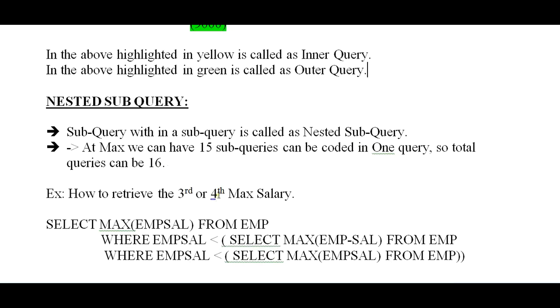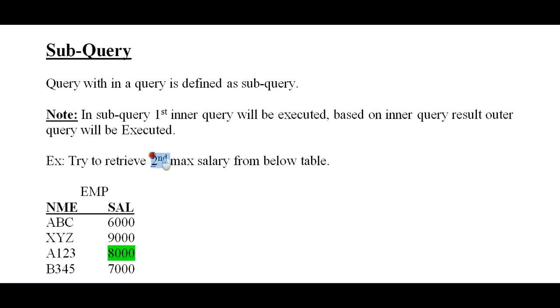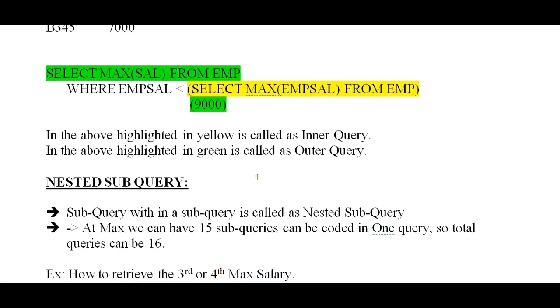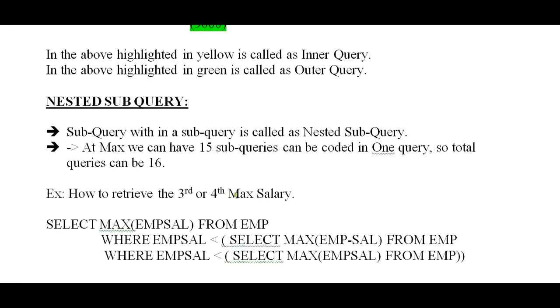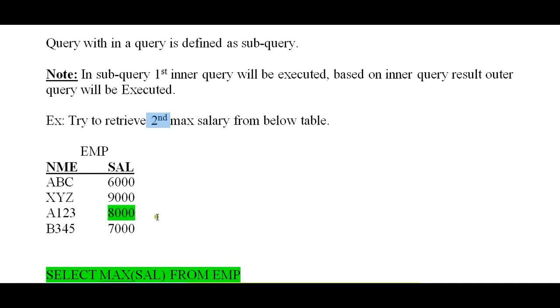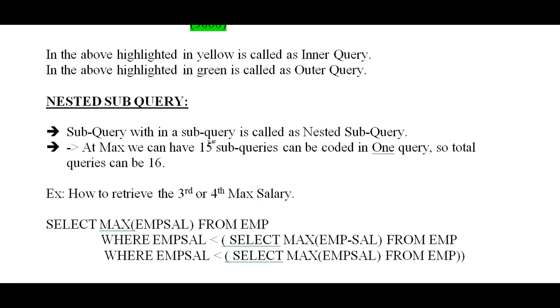How to retrieve the third or fourth max salary? Here we were trying to retrieve the second max salary, so we wrote a query within a query. In the same way, to retrieve the third max or fourth max, we have to write multiple subqueries: select max EMP salary from EMP, EMP salary from EMP, and EMP salary from EMP. In this way it will retrieve 7,000 as the third max salary. Okay, so that was about subqueries and nested subqueries.